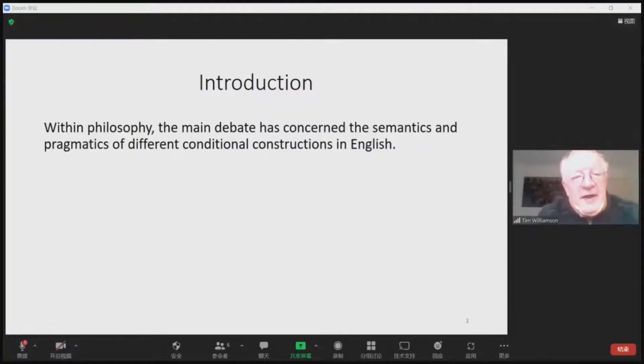Within philosophy, the main debate has concerned the semantics and pragmatics of different conditional constructions in English. I mean, that's within recent analytic philosophy. In fact, the problem of conditionals is a quite ancient problem. The ancient Greeks were already dealing with this problem. For some reason, a lot of the discussions of it were happening in the city of Alexandria, which was a Greek city, but actually within Egypt. And one poet wrote that even the crows on the rooftops are cawing about conditionals. It was such a popular topic. So, of course, the fact that we're now discussing them in English is just an artifact of analytic philosophy, where the international language these days is mainly English.